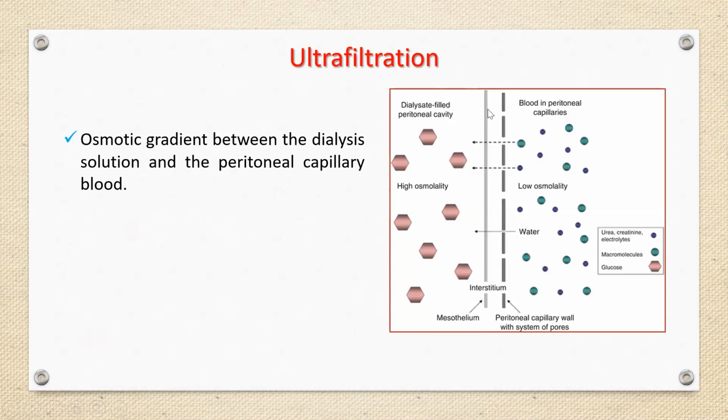Here I have shown the interstitium, and there is a peritoneal capillary wall with a system of different pores. We have talked about three different pores. This is the dialysate filling the peritoneal cavity, and here the osmolality is high. And in the blood, in the peritoneal capillaries, the osmolality is very low. Different molecules like urea, creatinine, macromolecules, glucose will be transported from the peritoneal cavity through the peritoneal membrane to the peritoneal capillaries. This is the osmotic gradient between the dialysate solution and the peritoneal capillary blood.